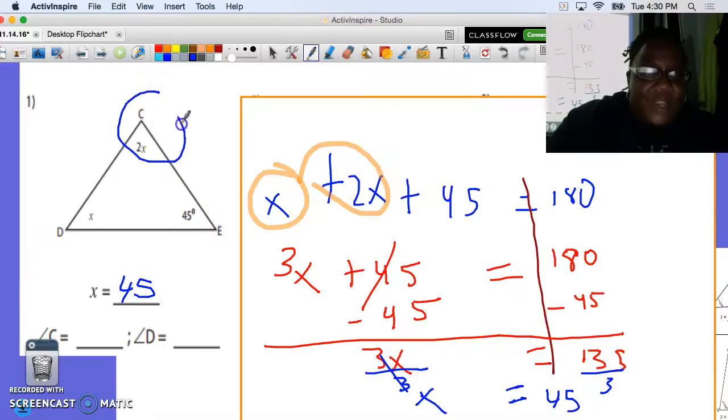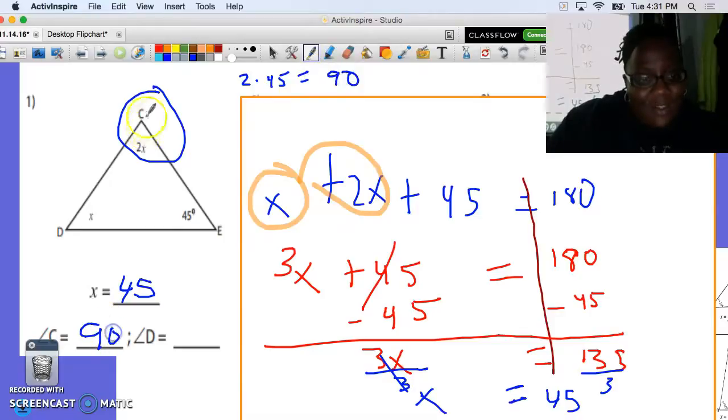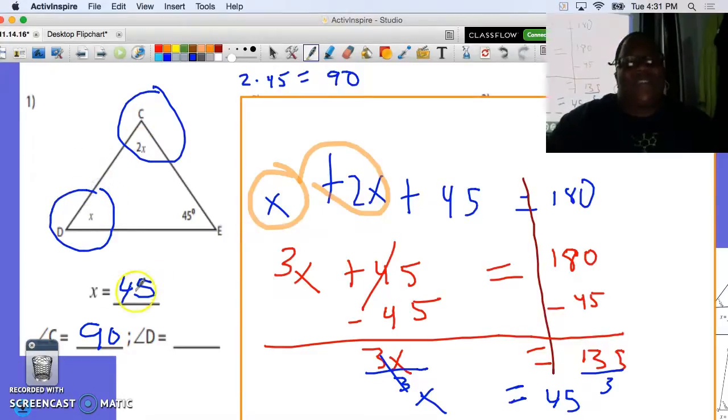Angle C, okay, so angle C says 2 times x. So 2 times x, which is 45, will tell me what angle C is. So 2 times 45, right on cue, is 90. So 2 times x is 90. Okay. And then, look at D. I wonder how much that is. It's just x. Remember, x is just 45.